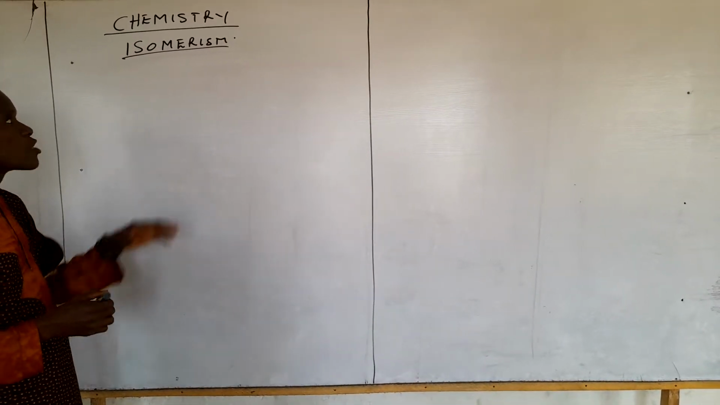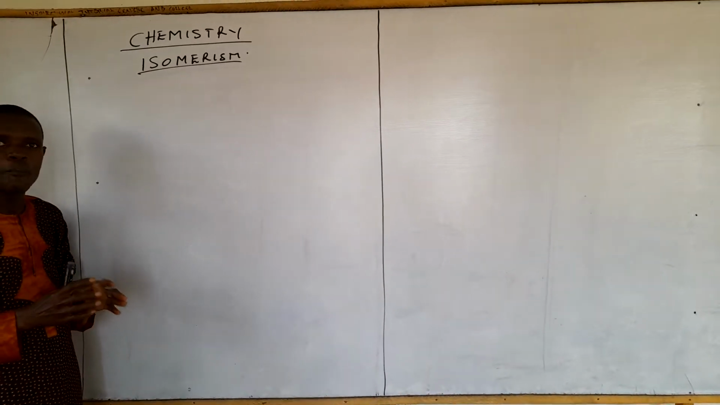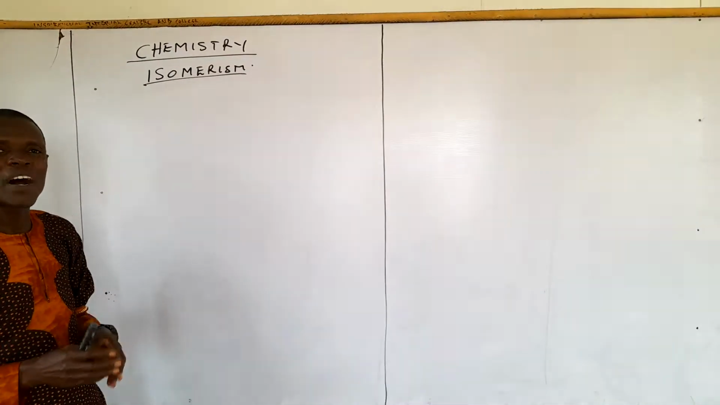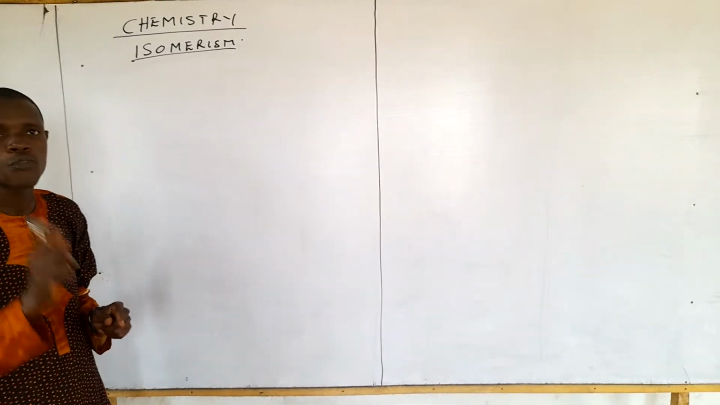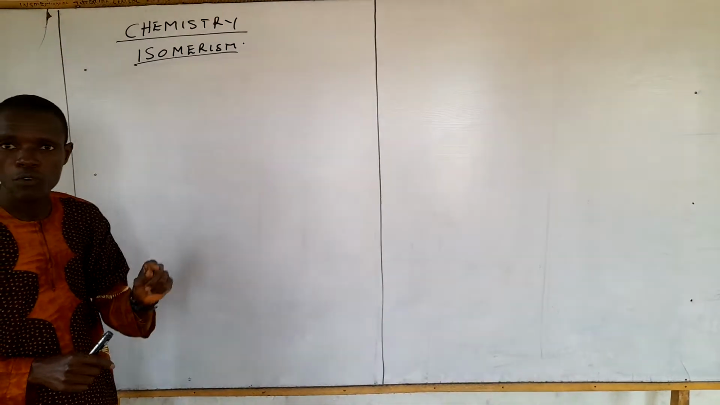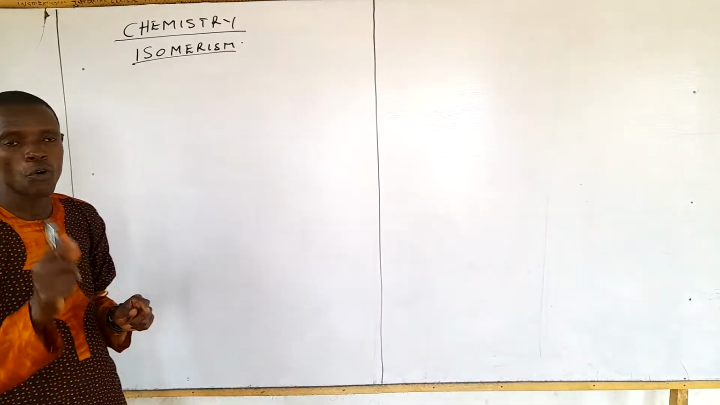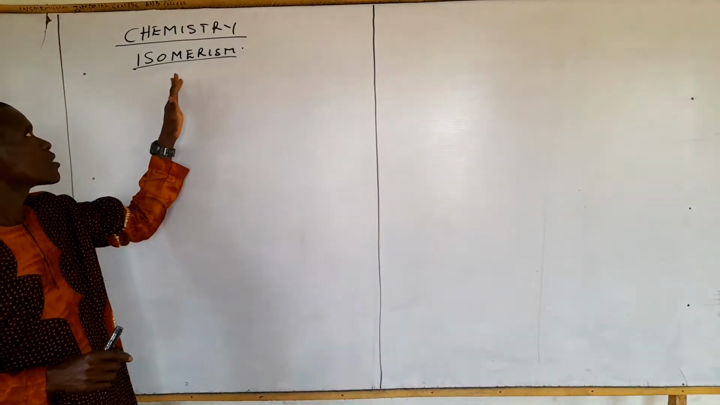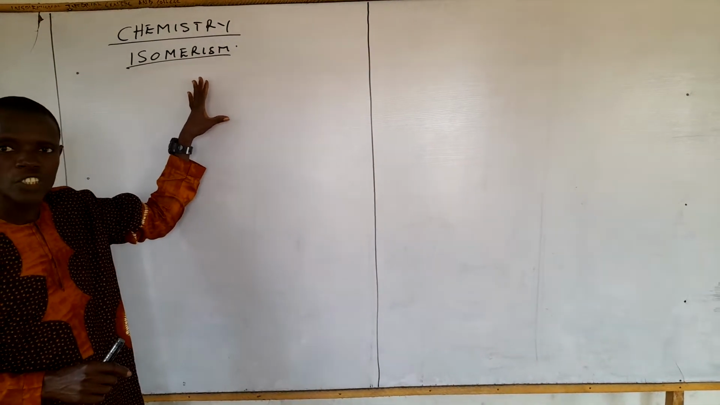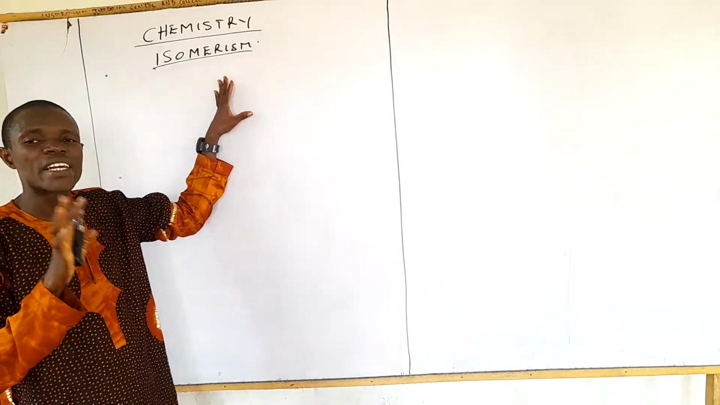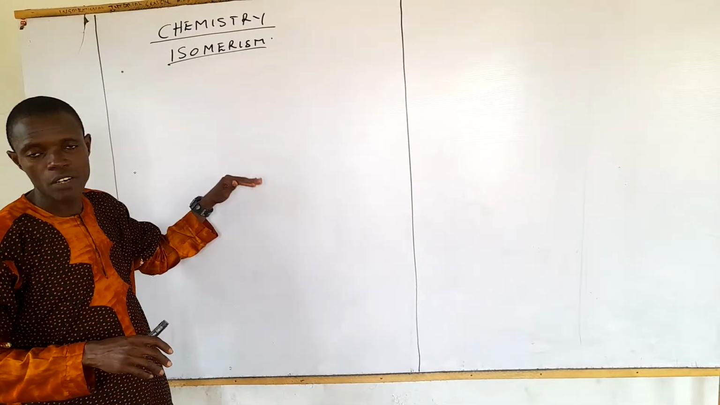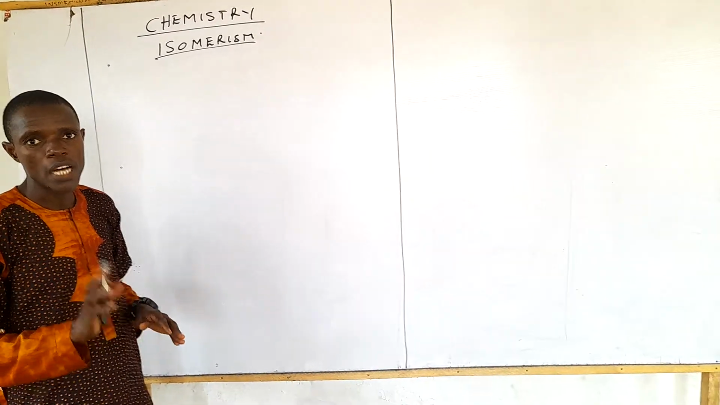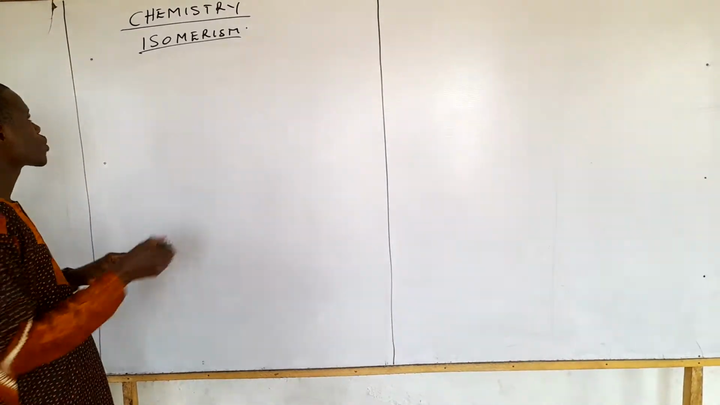Now, when we're talking about isomerism, we are talking about the occurrence of two or more compounds having the same molecular formula but different structural formulas. They have the same molecular formula but different structural formulas. So I'm going to write the isomers of each compound. How many compounds can we get and how can we name them? From 1 carbon to 10 carbons, as God will help us. Let's start from the first one.